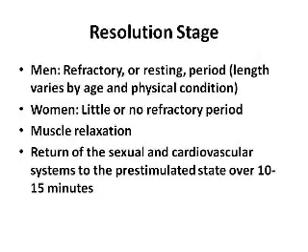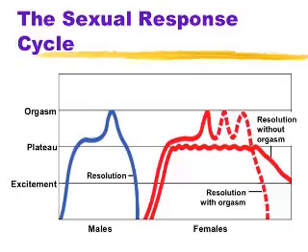Now, it is very important to know that in the case of women, there is no refractory period, or it's very little. So a woman can have an orgasm, and she may immediately be ready for the next orgasm. In the case of men, once they have an orgasm, they cannot have another immediately. They need the refractory period. After orgasm, there is muscle relaxation, and the sexual and cardiovascular systems return to the pre-stimulated state over 10 or 15 minutes. That's the resolution stage.